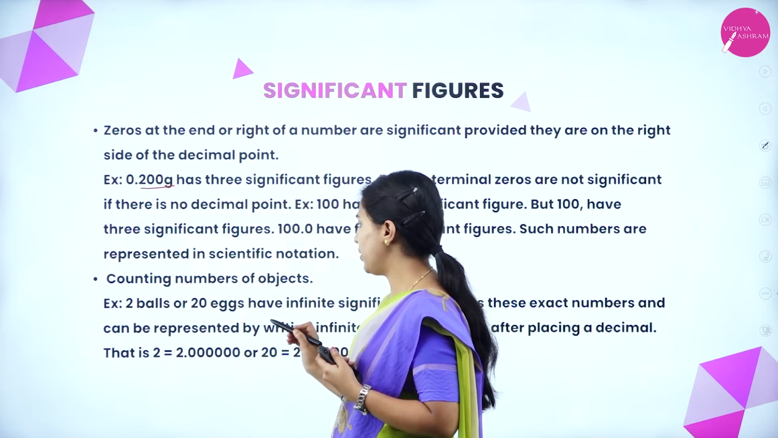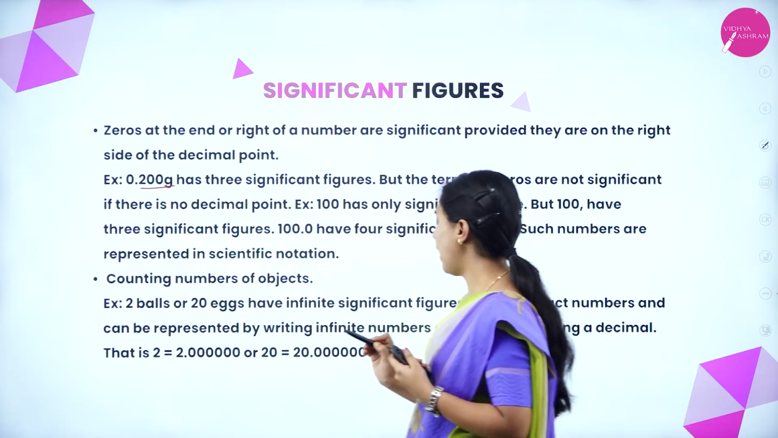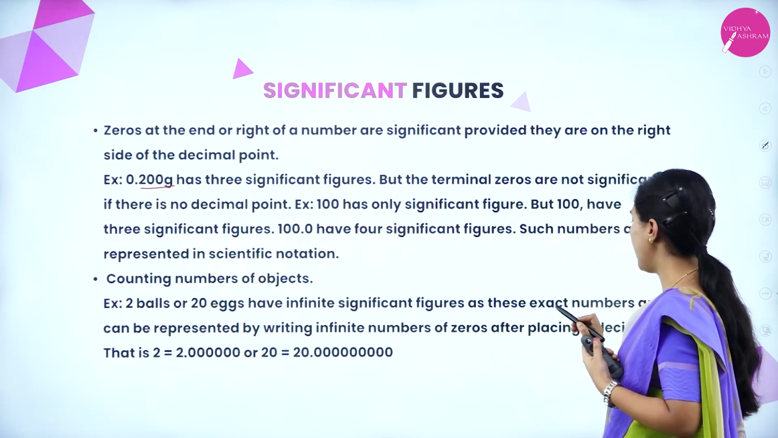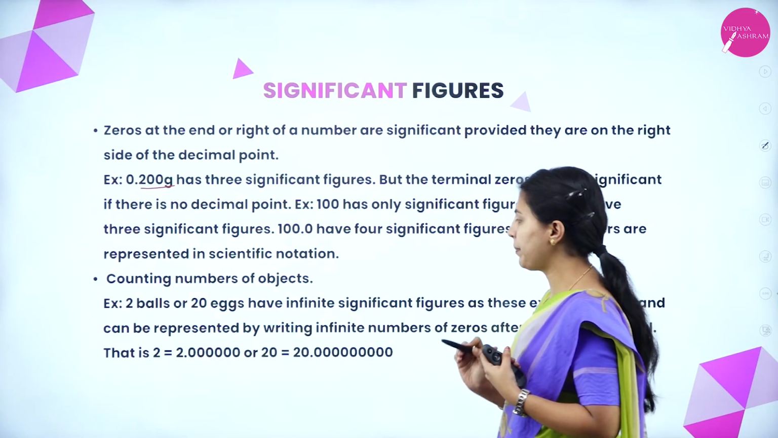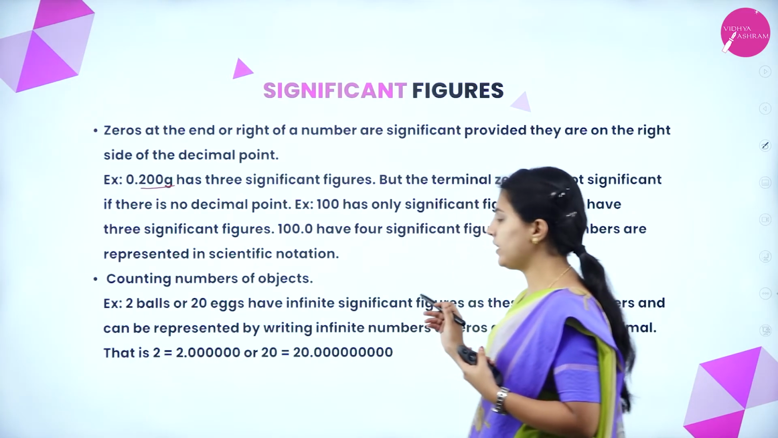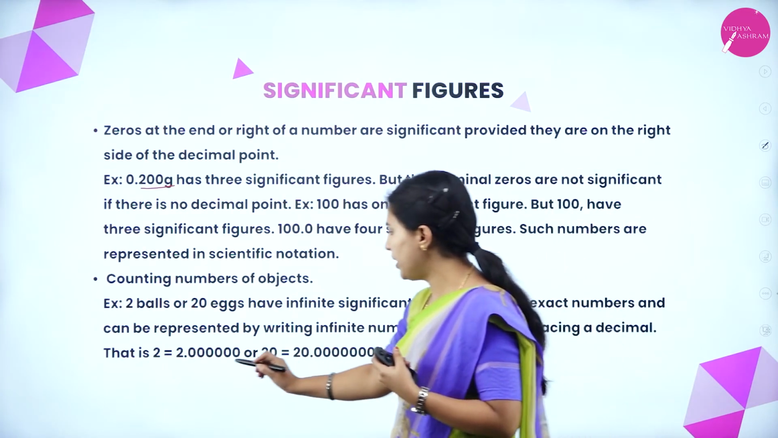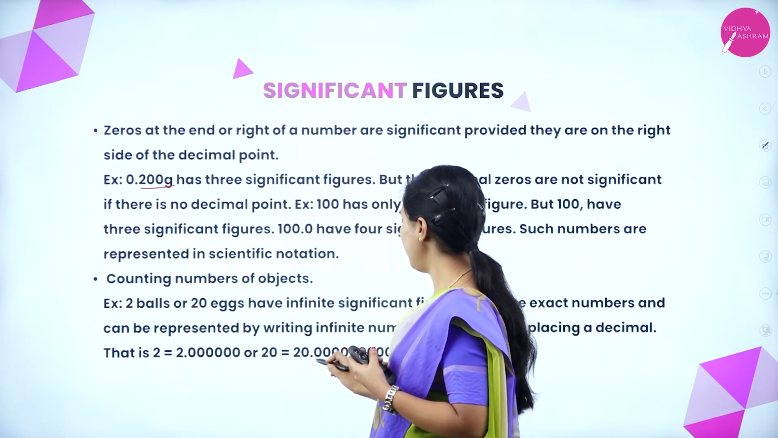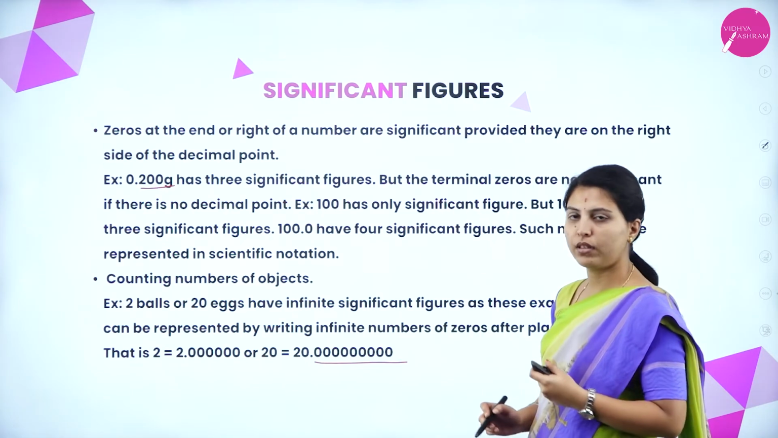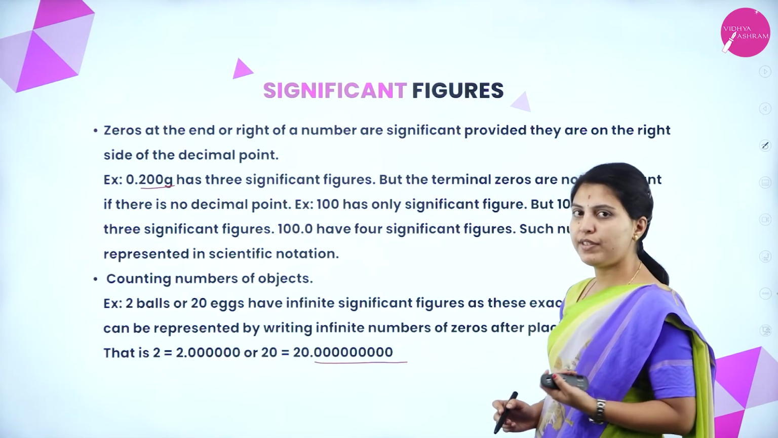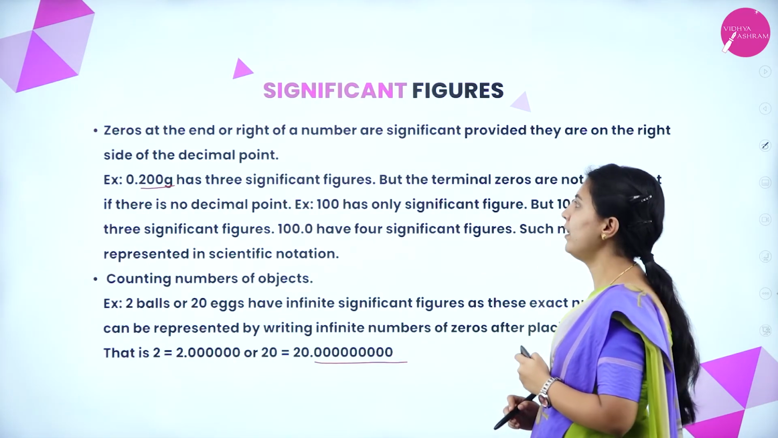Counting numbers of objects: 2 balls or 20 eggs have infinite significant figures as these are exact numbers and can be represented by writing infinite numbers. After placing a decimal, 2 means it may have more, 20 means it can have more. When counting, you should see the first significant digit, then write the result.